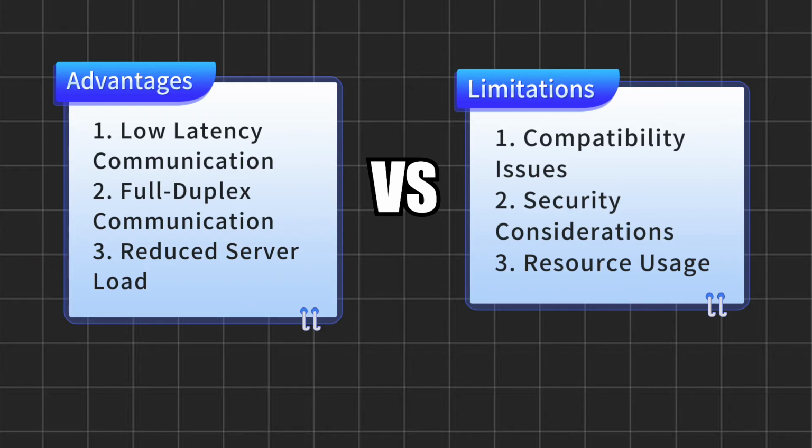Limitations. 1. Compatibility issues. Although most modern browsers support WebSocket, some older systems might not. 2. Security considerations. WebSocket may introduce security risks as the persistent open connection is more susceptible to certain types of network attacks. 3. Resource usage. If not managed properly, long-lived connections could lead to excessive use of server resources.